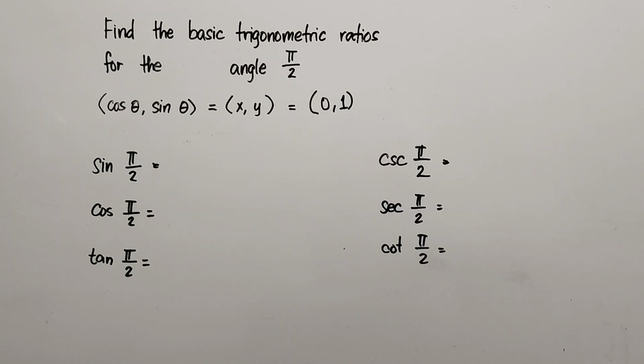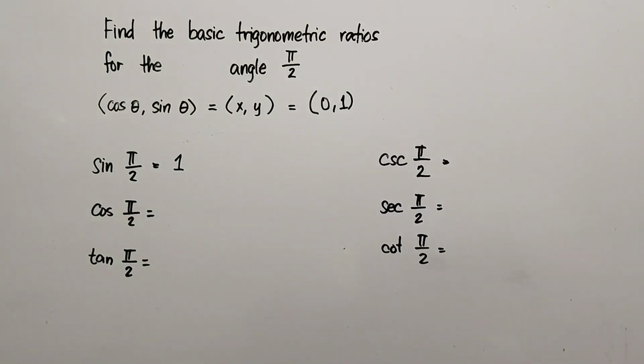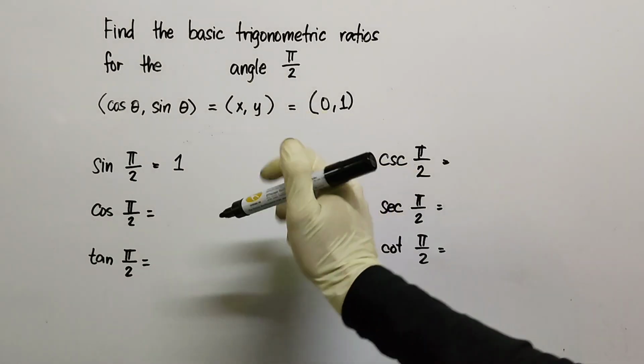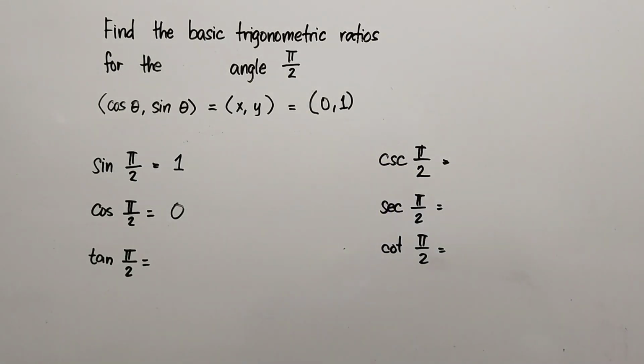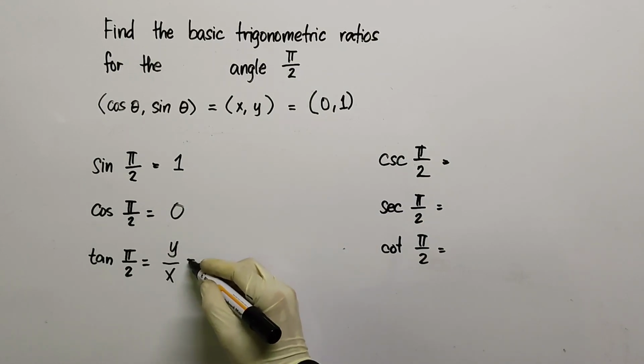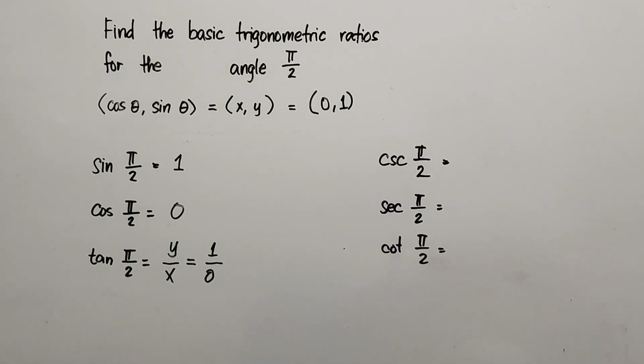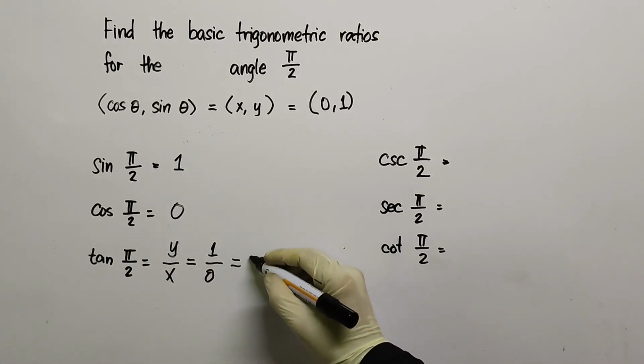So we can now supply the following ratios. For the sine pi over 2, the sine is equal to our y. And our y is 1. For the cosine pi over 2, that is equal to our x. And the given, the x is 0. For the tangent, how to get the tangent? That is y over x. So y over x, our y is 1 and our x is 0. What can you say about this division of number? Since the denominator is 0, therefore this is undefined.